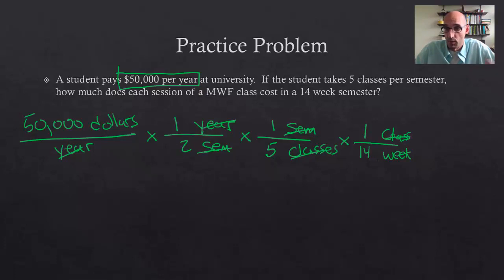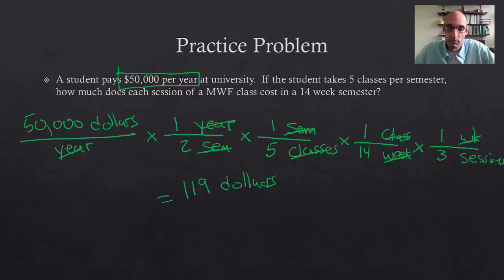We could stop there and our units would be dollars per week if you want to know how much you're spending per week. And one more time, we want week to cancel, and we're going to put that over sessions. So for the typical Monday, Wednesday, Friday class, we have 3 sessions per week. Okay? What does that leave us with? Well, weeks cancel, and we're left with 50,000 divided by 2, divided by 5, divided by 14, divided by 3. The number that you actually end up with is equal to $119.